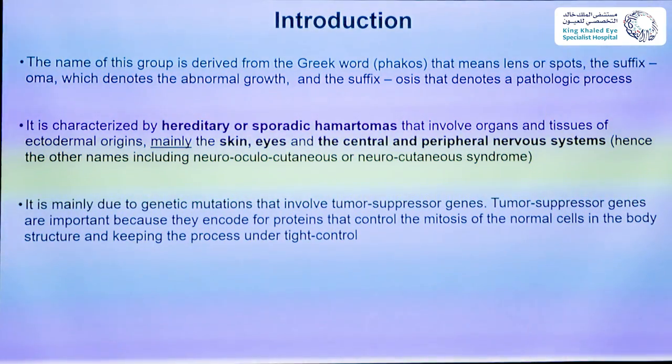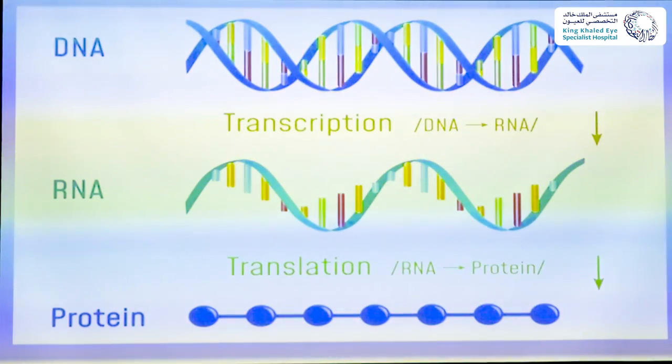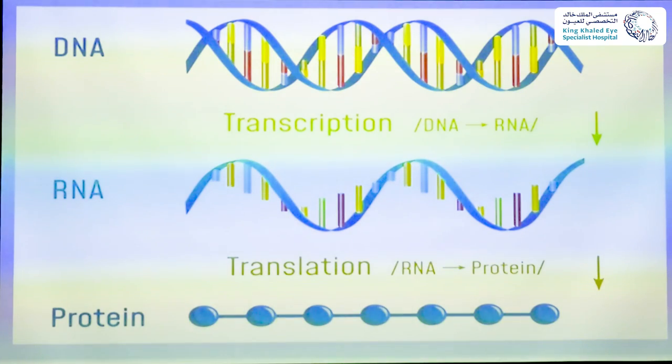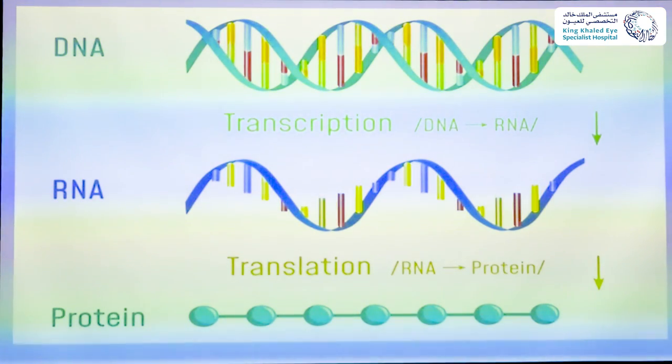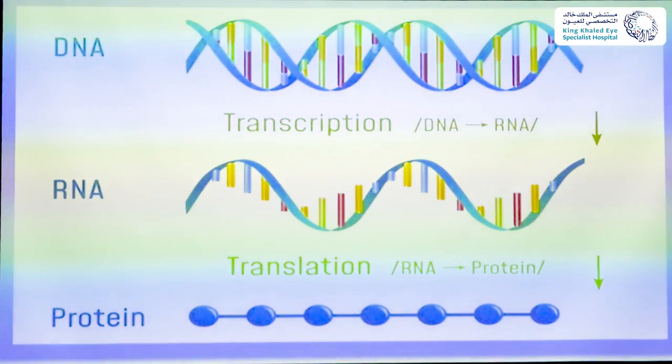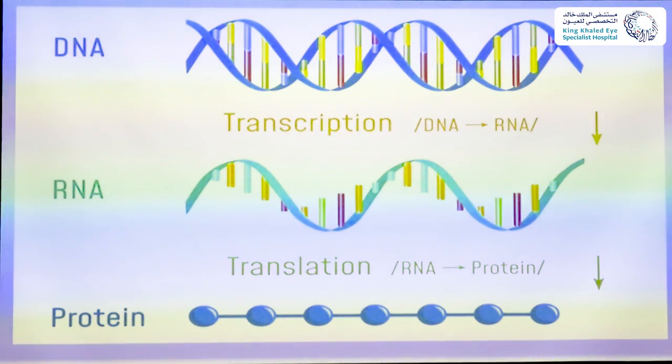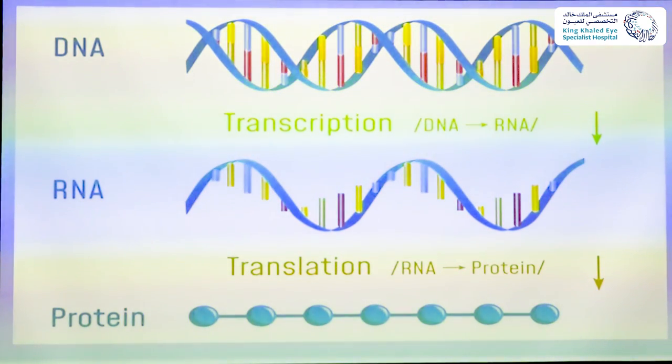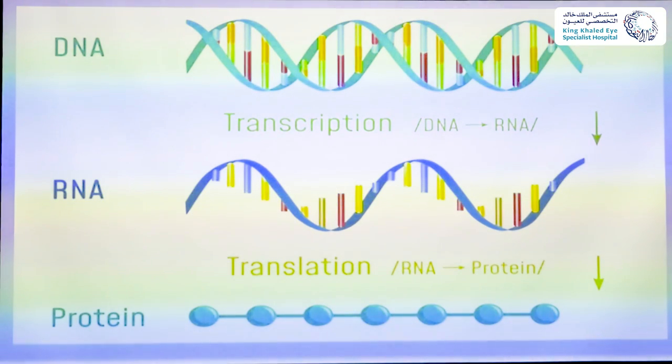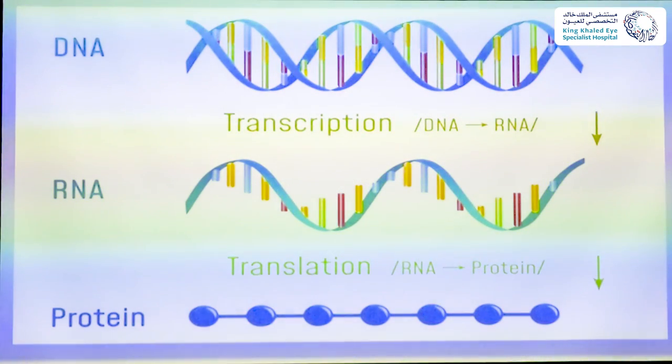So it's mainly due to genetic mutations that involve something called tumor suppressor genes. Tumor suppressor genes are very important because they encode proteins that can control the mitosis of normal cells and keep them under tight control. You all know that we have DNA and we have chromosomes, and genes are part of those chromosomes. Genes have many functions. One of the functions of the genes is called tumor suppressor genes.